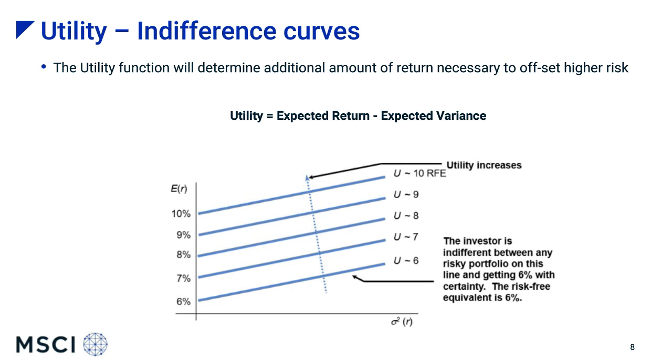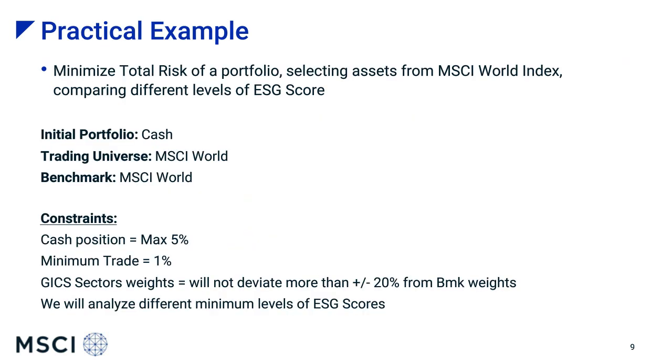So I'm going to summarize quickly the practical example that we're going to run today. We're going to work in the total risk space. We want to minimize the total risk for a portfolio. We want to select assets from the MSCI World Index, and we want to compare the set of portfolios looking at different levels of ESG score.